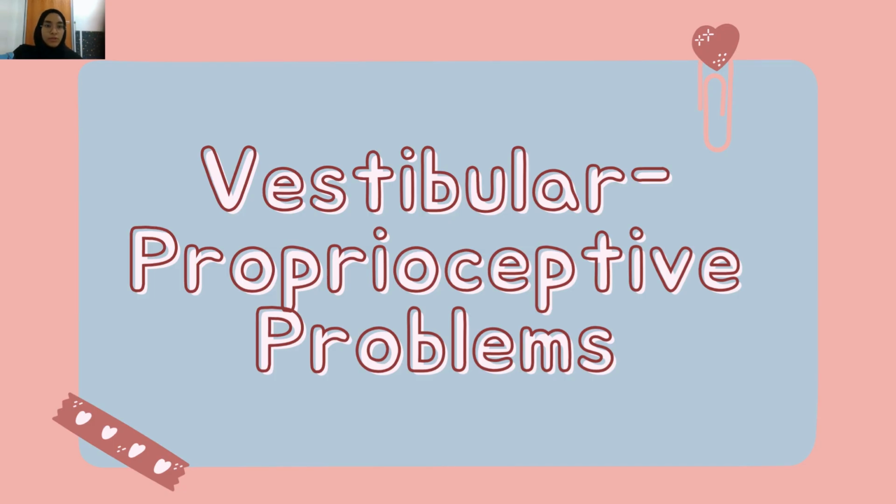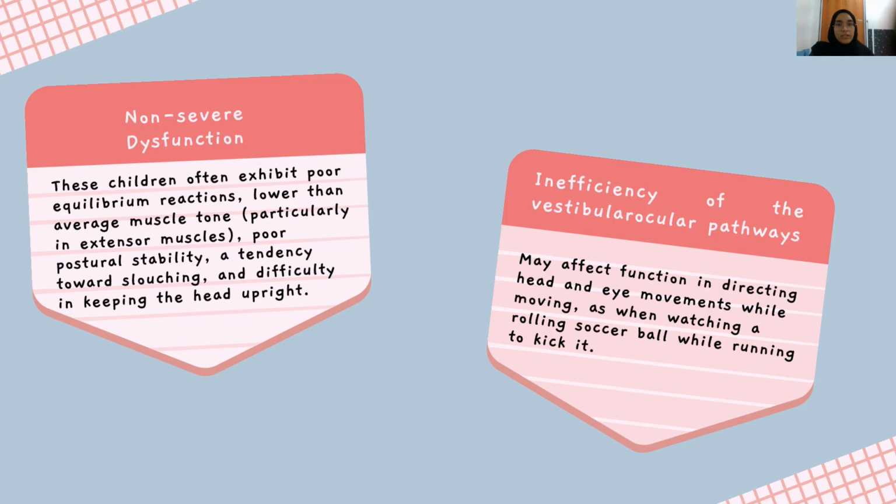Next one is vestibular proprioceptive problems. Clinical signs related to this type of problem involve the motor functions that are outcomes of vestibular processing, which are strongly influenced by the vestibular system. Regardless of the many problems that we can see, it is a non-severe dysfunction. These children often exhibit poor equilibrium reactions, lower than average muscle tone, poor postural stability, a tendency towards slouching, and difficulty in keeping their head upright.